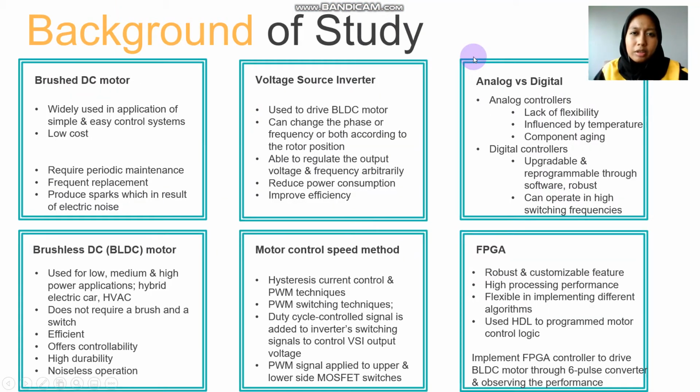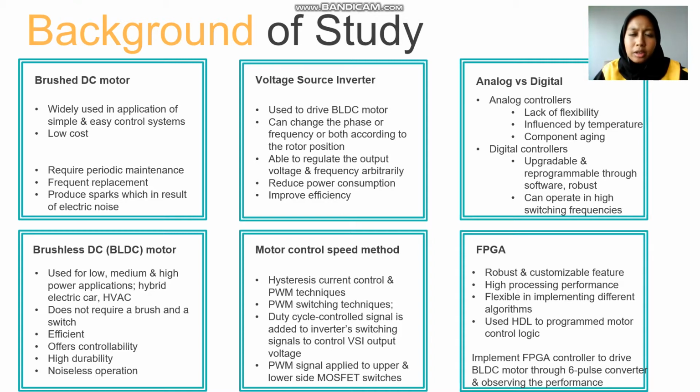For background of study, I discussed about 6 important key points. The first one is brushed DC motor that is widely used in applications of simple and easy control system, and it is also low cost. However, it requires periodic maintenance and frequent replacement due to the brush and commutator construction. It also produces spark, which is the result of electrical noise.